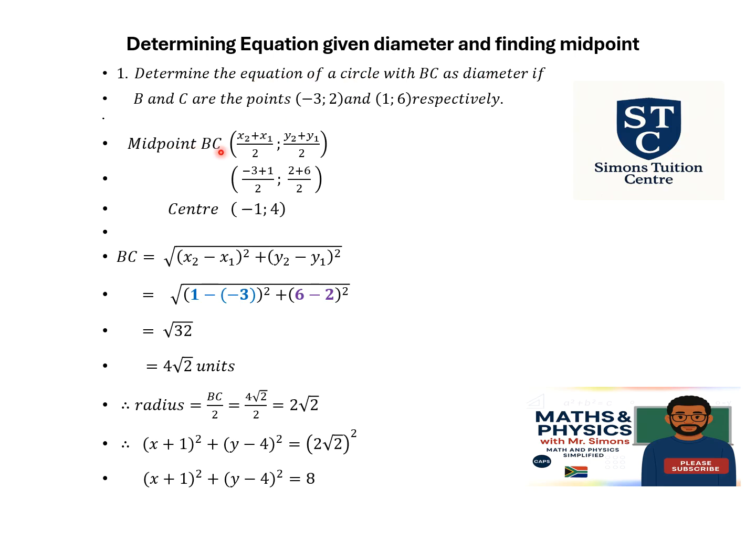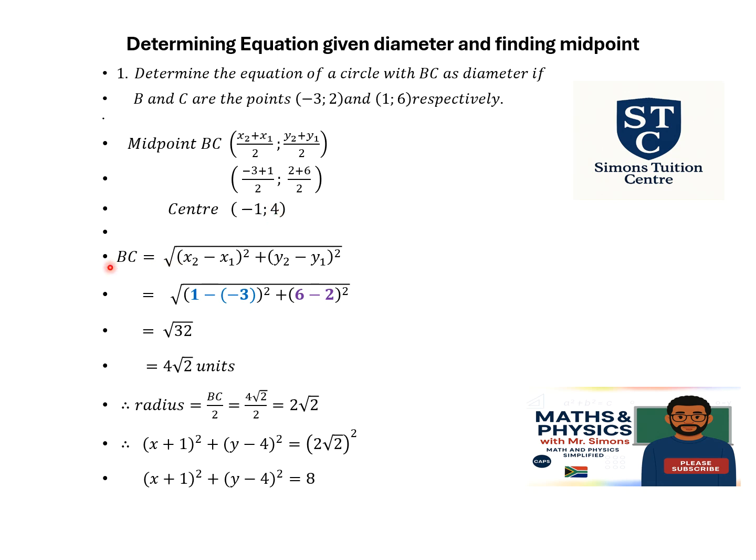So midpoint BC is ((x1 plus x2) over 2, (y1 plus y2) over 2). So from there, (minus 3 plus 1) divided by 2, (2 plus 6) divided by 2. Minus 3 plus 1 gives me negative 2, divided by 2 gives me negative 1. 2 plus 6 gives me 8, 8 divided by 2 gives me 4. So I have the center for the equation of the circle.